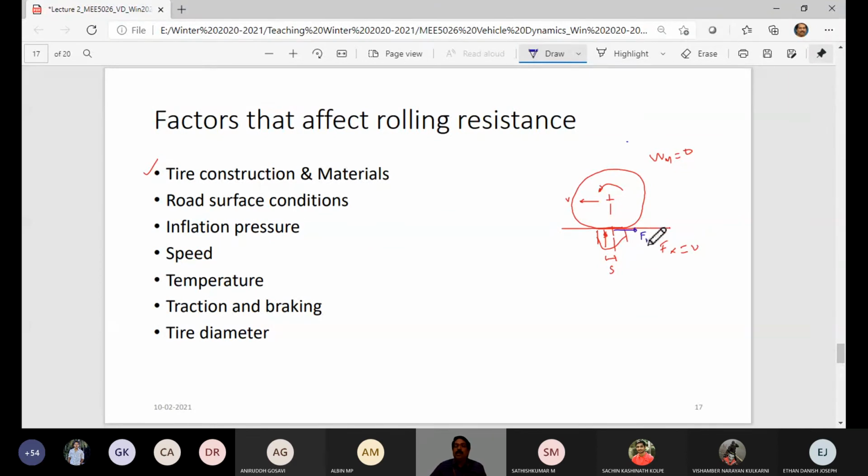So if you look at this, rolling resistant force would be proportional to this normal load. So if this is my normal load Fz, or it is W, then I would have my Fr given by small f into Fn, normal load, or it is small f W. You look at it. So what is this called? Rolling resistance coefficient, rolling resistance coefficient, right?